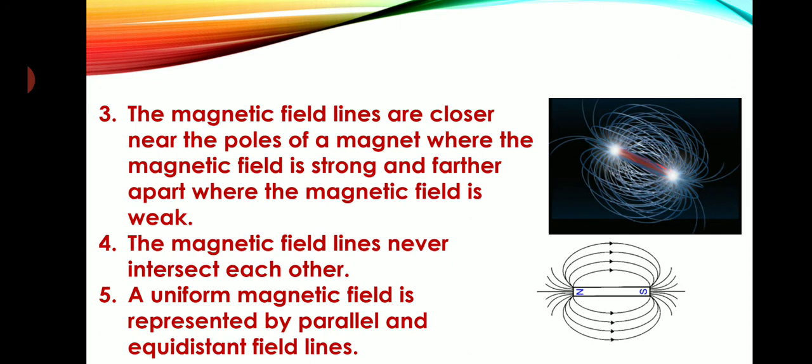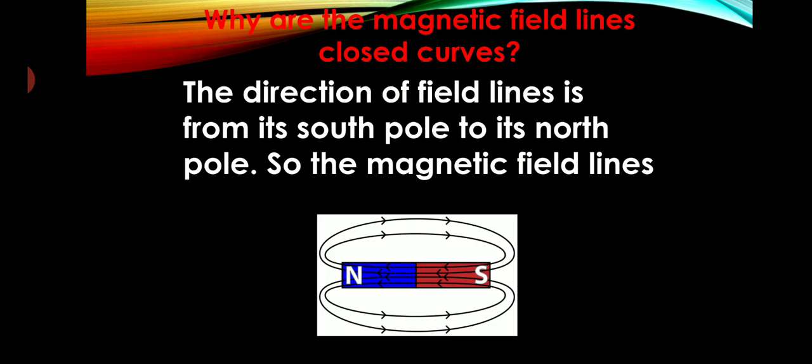And the last point, a uniform magnetic field is represented by parallel and equidistant field lines. Always these field lines are parallel to each other and they are equidistant. Okay, so these are the properties of magnetic field lines.